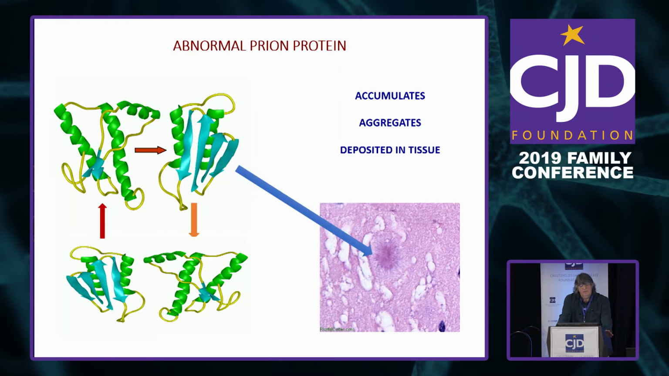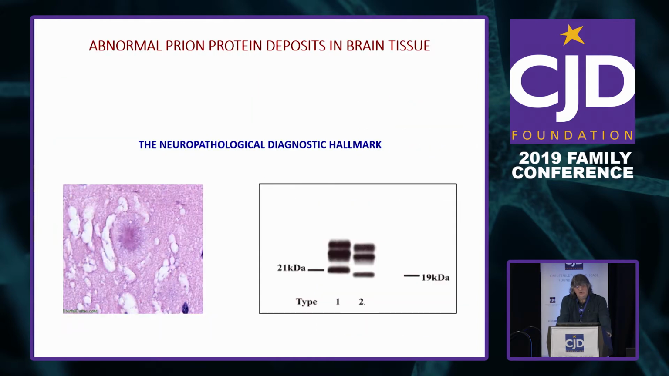And this abnormal folded protein has different physicochemical properties. So it's less easily broken down, it tends to accumulate, tends to aggregate, and then get deposited in tissues. And the arrow here shows a deposition of abnormal folded protein in the brain of somebody who died of one of these diseases. And this is really important to understand because it is basically the neuropathological diagnostic hallmark.